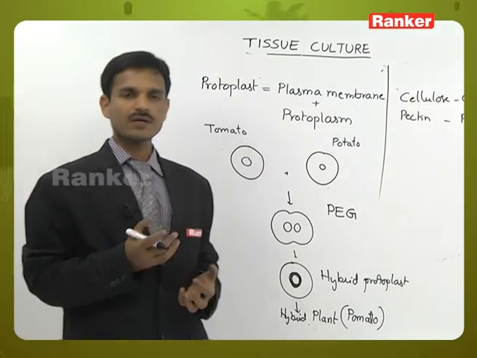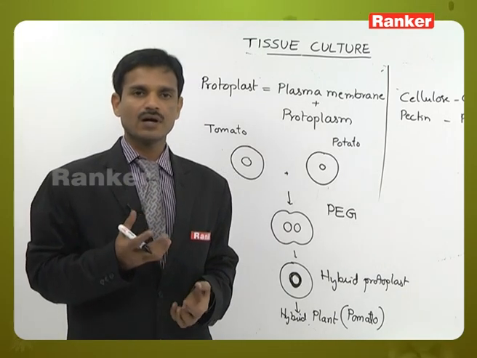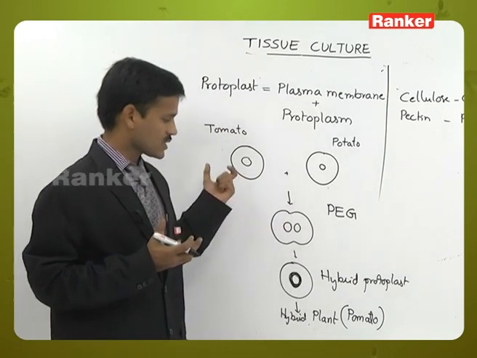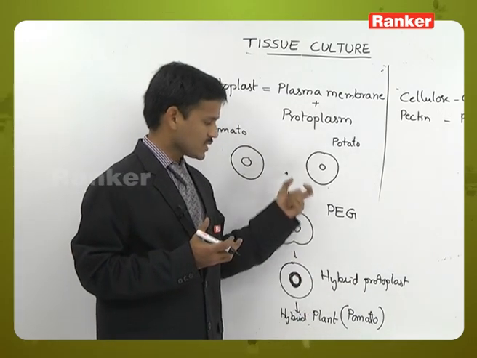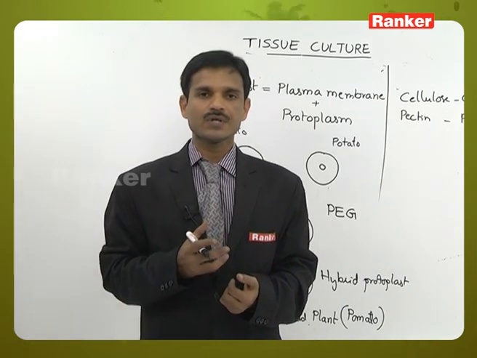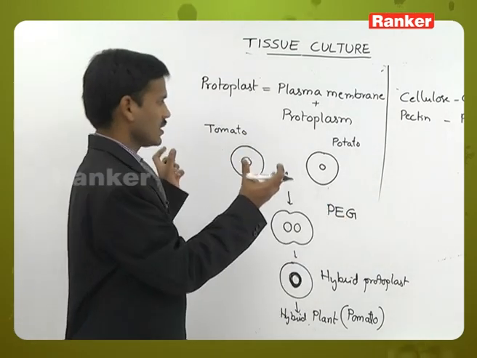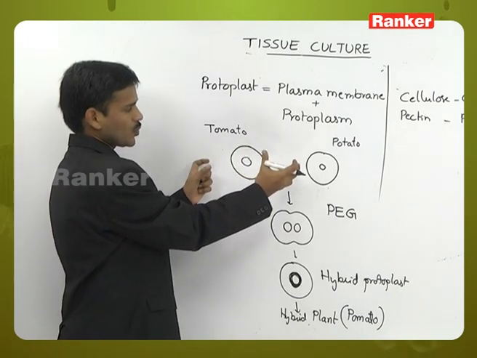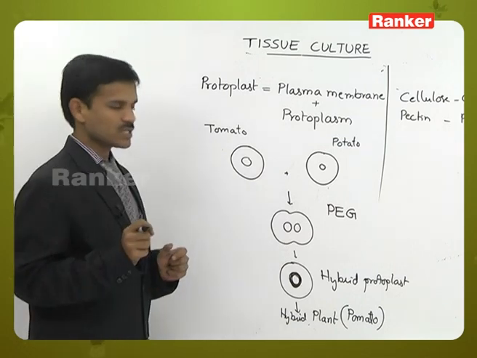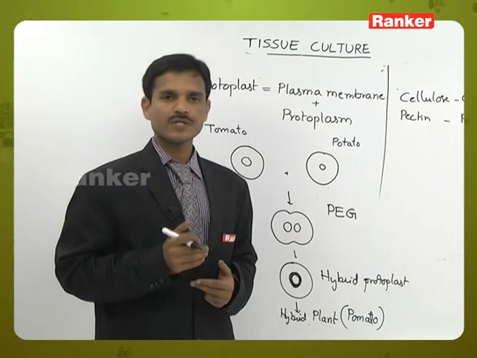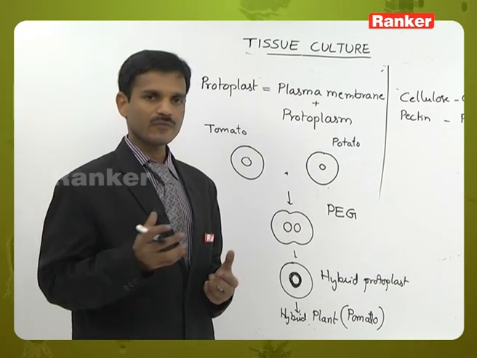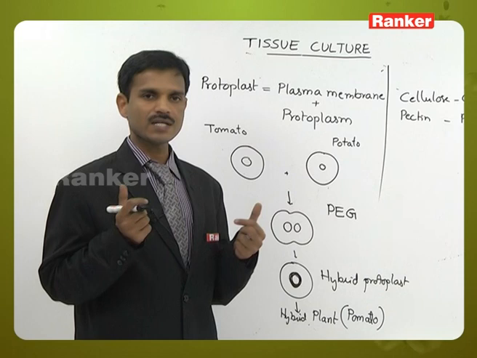The pomato, unfortunately, does not have all the characteristics. Only a few characteristics of these two plants are present. So pomato was not successful commercially. But we can fuse the two protoplasts from desirable plants, and the hybrid protoplast can be cultured in the tissue culture medium, and that develops into a new plant. It is protoplast fusion. By using protoplast fusion, we can fuse the two protoplasts of desired plants.